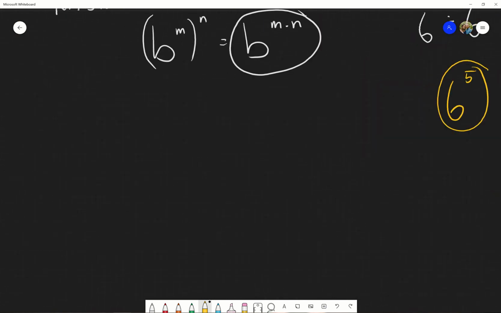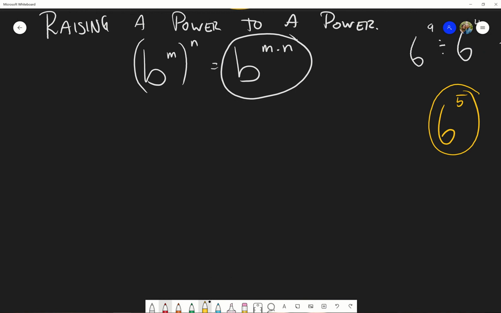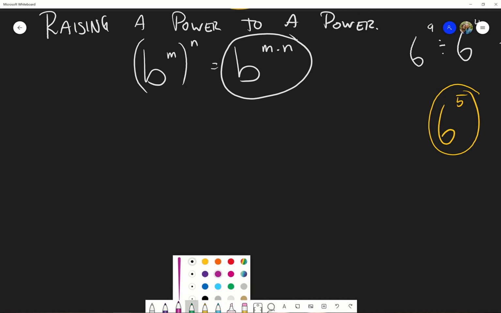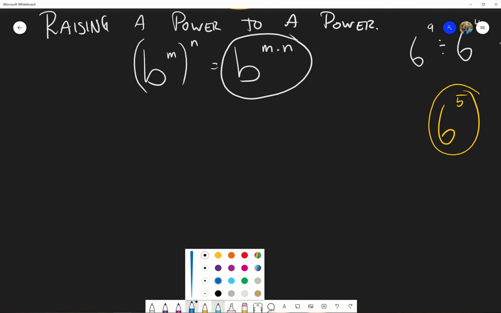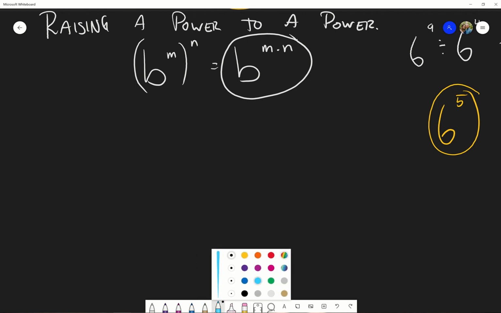And finally, let's talk about raising a power to a power. Let's give us some new colors here. Swap some things out. Big old nice gold. How about a galaxy? Wonderful.